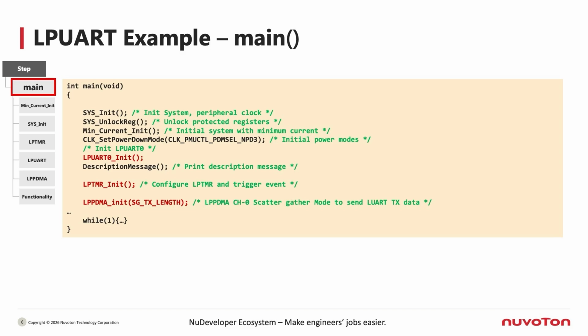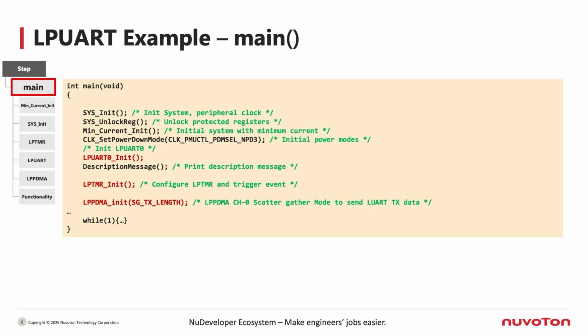If you look at the main function, you can clearly see the overall structure of this example. In this low power UART demo, the key modules we use are the low power timer, low power UART, and low power PDMA. These three blocks work together to handle the data transmission automatically, without requiring the CPU to stay active.